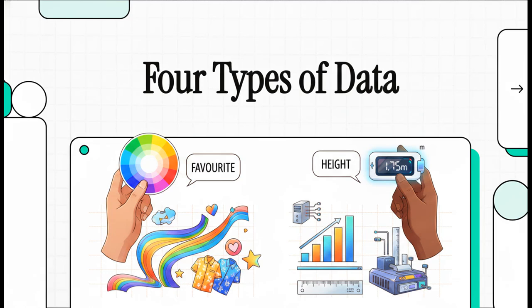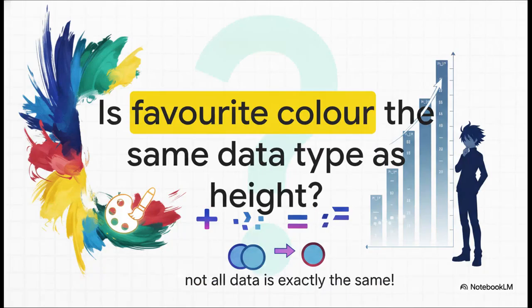Is your favorite color the exact same type of data as your height? And why do computers treat them so completely differently? Think about it for just a second. Like, can you add two blues together to get some sort of math average? Nope, absolutely not, because not all data is exactly the same.